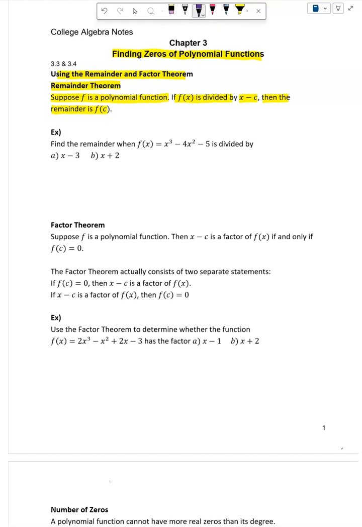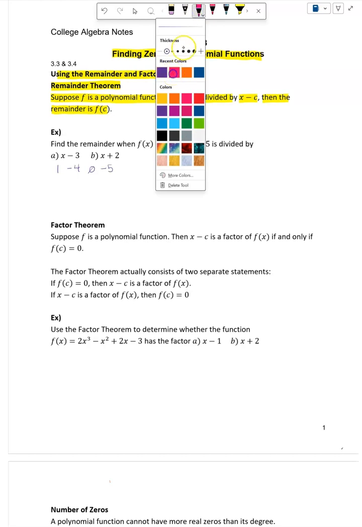So let's start. In front of x cubed, we have a 1. In front of x squared, we have a negative 4. Like I said, we have no x, so we're going to put a 0, and then here we have a negative 5. So that's all of our coefficients. Now, we are going to be dividing it by x minus 3.